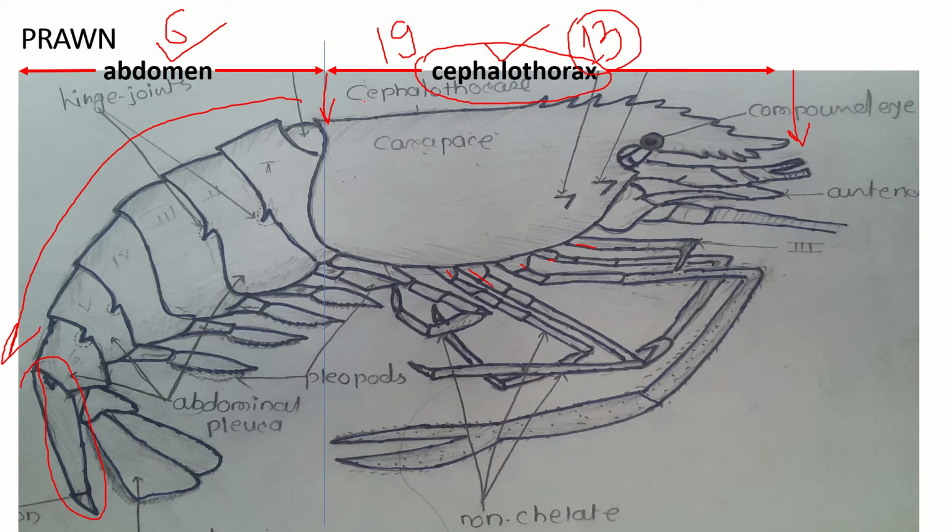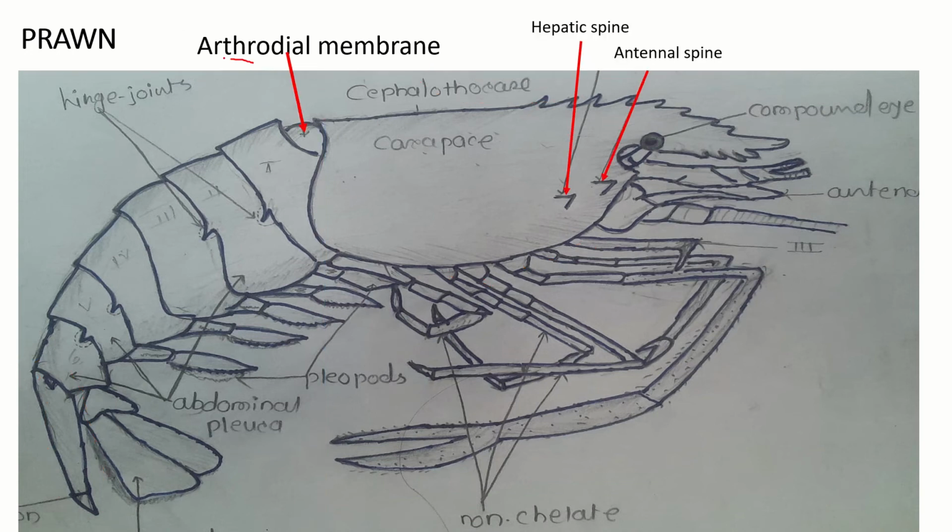The body is covered by a number of plates, which are called sclerites. The sclerites are the exoskeleton of the prawn. The exoskeleton is a hard, protective, shell-like structure made of many plates. Two adjacent sclerites are connected by a particular membrane called the arthrodial membrane.